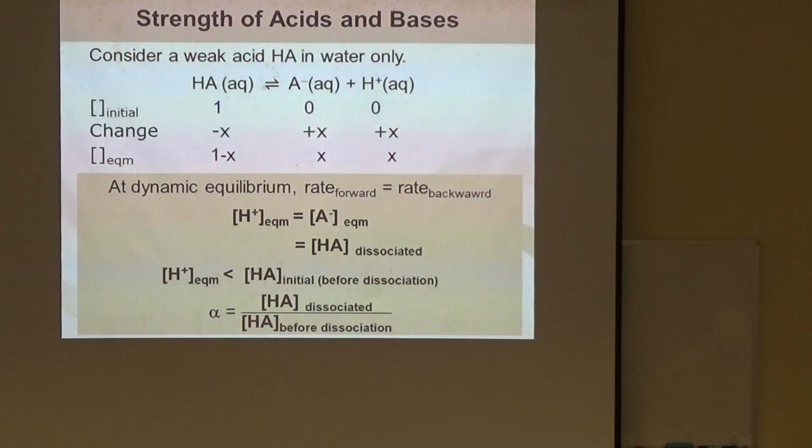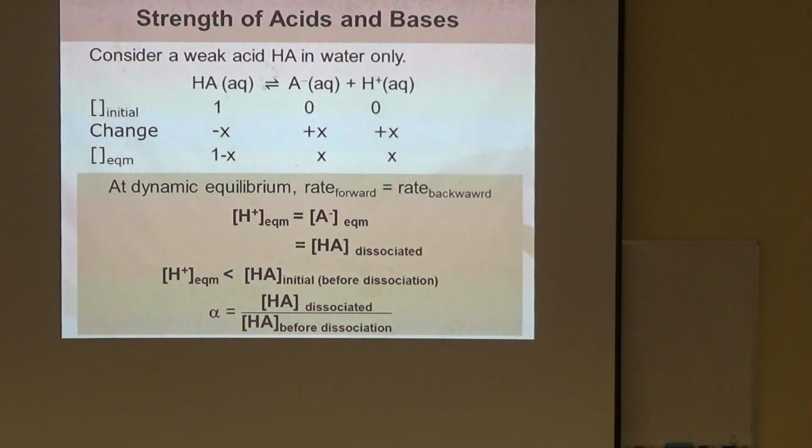H plus at equilibrium equals A minus at equilibrium, and it's equal to the HA dissociated. Can you understand that bit? Okay? The H plus at equilibrium is much smaller than the HA initial.